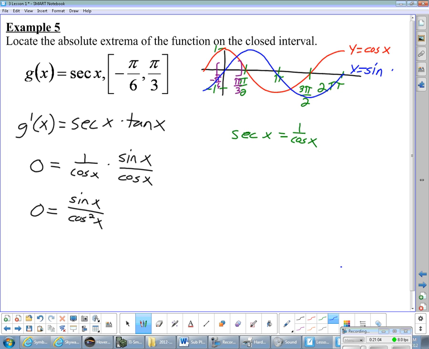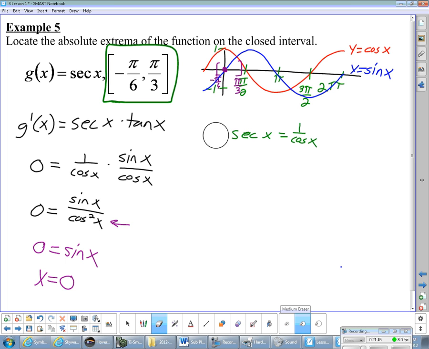And why did I graph that? Well, considering the fact that cosine x is never 0 on our interval. Again, a big thing to look at is the interval in question. So cosine x is never equal to 0, so the denominator here will never be 0. All we're really concerned about is when sine x equals 0, and this one you should know, because sine x is the one that crosses at the origin. So our only critical number is when x equals 0. That's our only critical number on the interval.